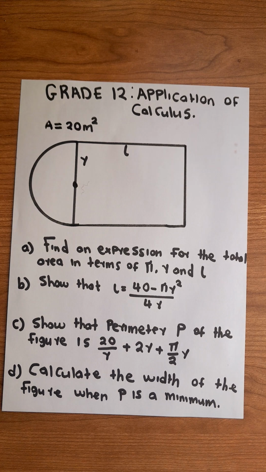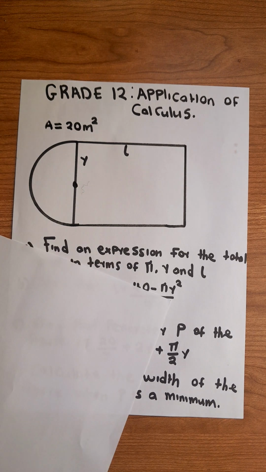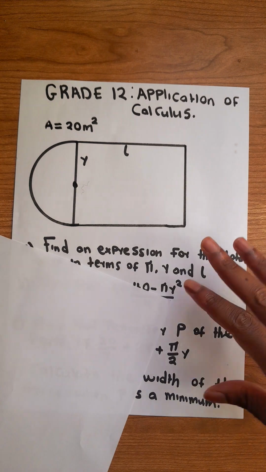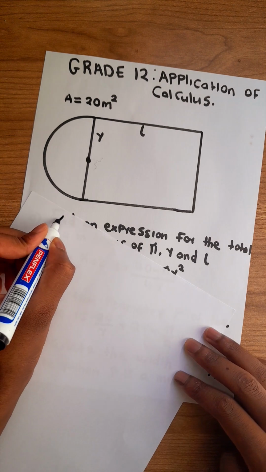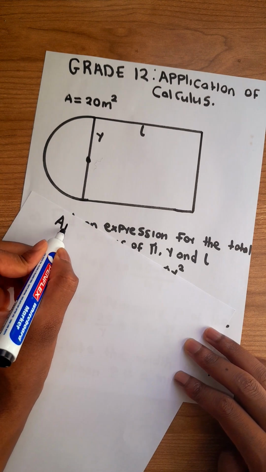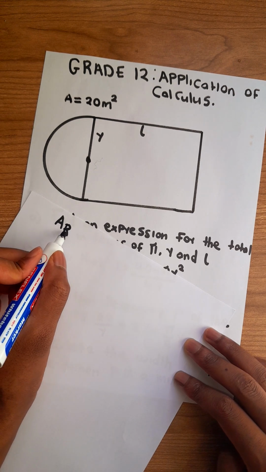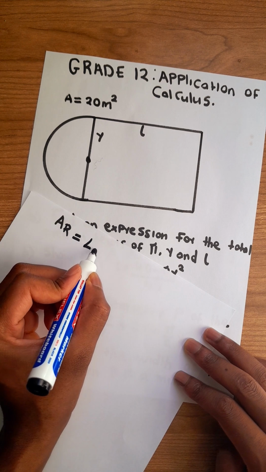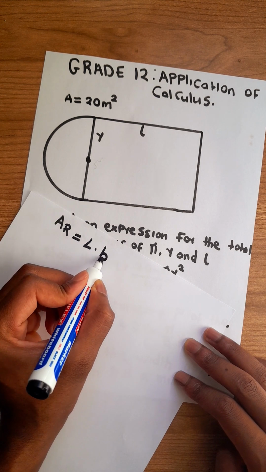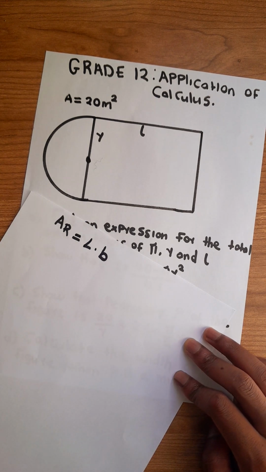So this is how we do it. We're going to ask, what is the area of a rectangle? The area of a rectangle is going to be length times breadth. It is the length times the breadth.